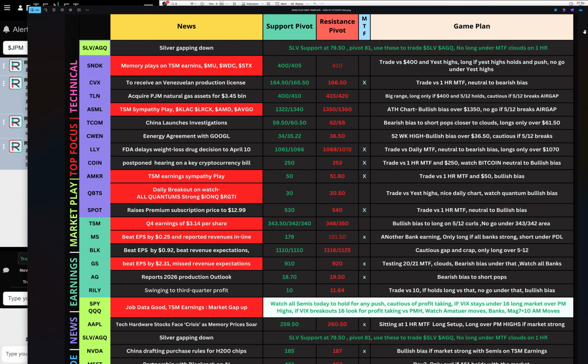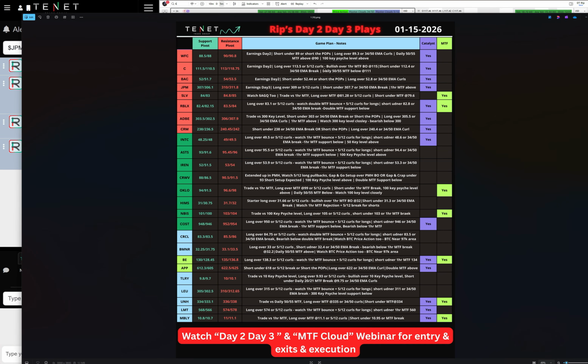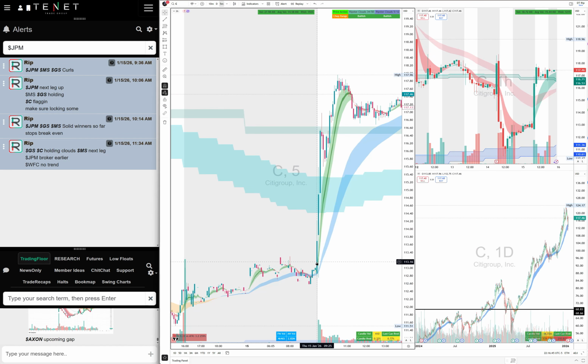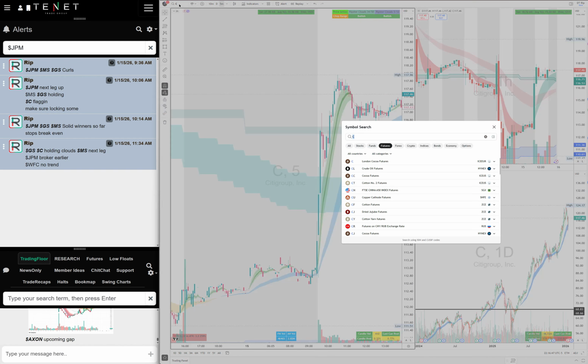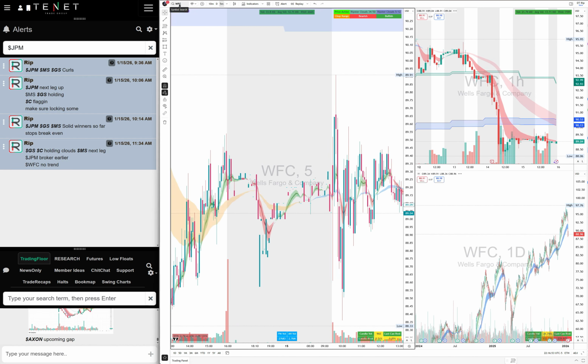And so the plan on this other one, Citigroup, was right here. This top day 2 play, long over 113.15, 512 calls, and Citigroup was also a long, just as per the plan. Now, some of the plans did not trigger. Bank of America was bearish, so we did not touch it. Wells Fargo was choppy, so we did not touch it. So these were our plays.